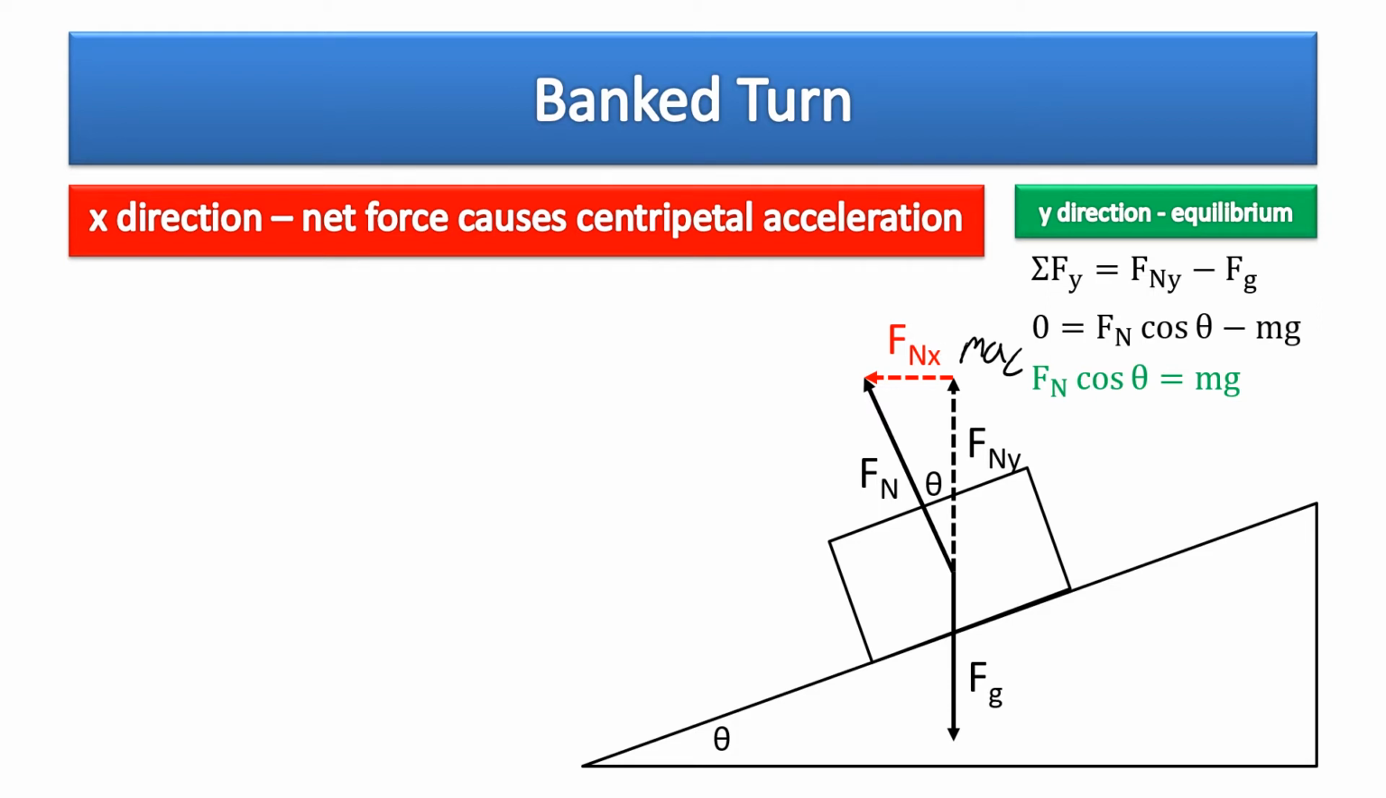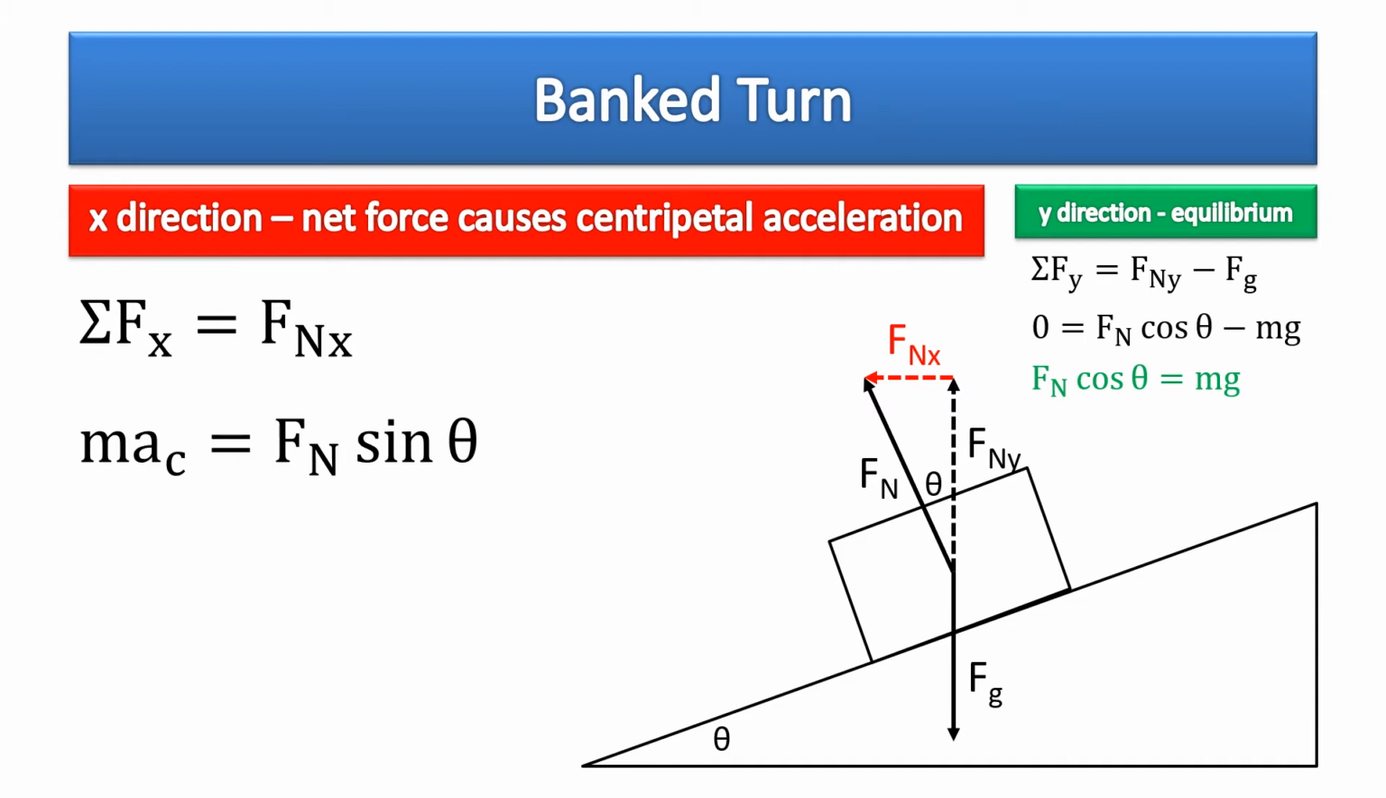This is equal to mac. Let's write it out formally. So the net force in the x direction is equal to the x component of the normal force. All right, so the net force is equal to mac, there it is. And the x component of the normal force is opposite the angle, so we're going to use sine. This is the hypotenuse times the sine of the angle. It's the shortcut method for the x component.